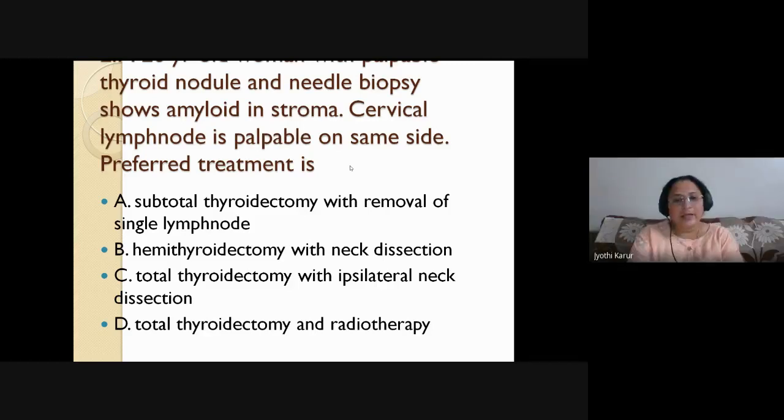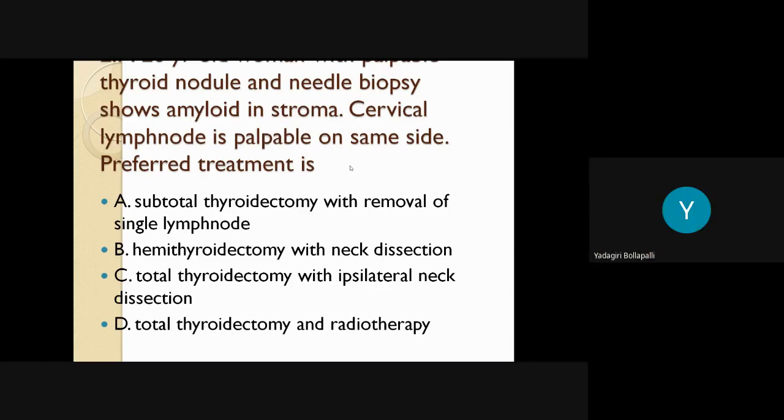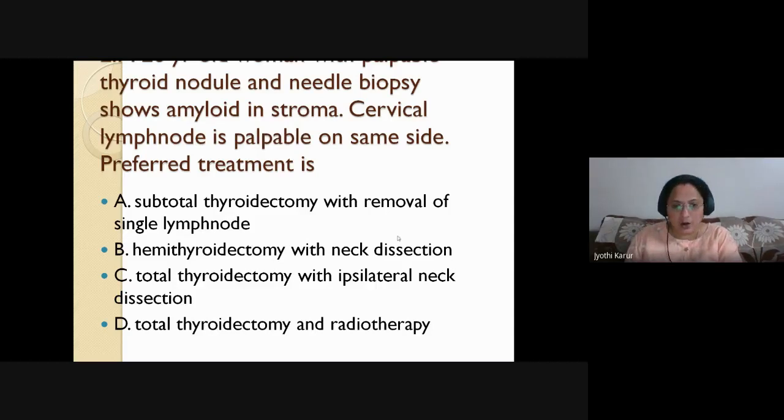Total thyroidectomy. Yes, total thyroidectomy. So, there are two total thyroidectomy options. One is C and D. One is with neck dissection and another with radiotherapy. Answer is C, bilateral neck dissection. Actually, it is not needed, but you have to see the options.